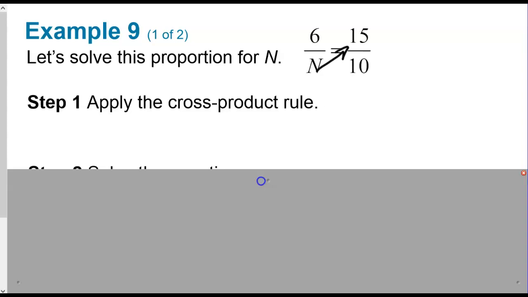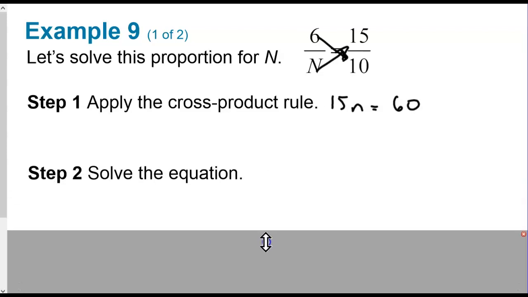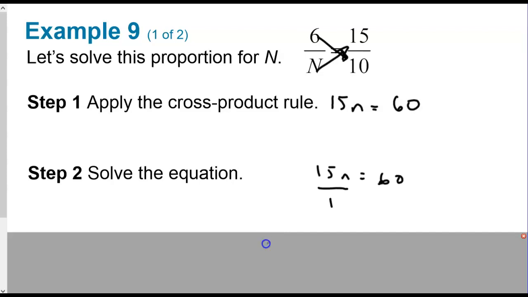We'll still go ahead and apply the cross products rule. And so we'll go n times 15 is 15n. Bring down the equal sign. 6 times 10 is 60. So that's the cross product rule. We'll go ahead and solve the equation where we can say that 15n equals 60. Isolate the variable by getting rid of the 15. 15 divided by 15 gives us 1n, or n. 60 divided by 15 gives us 4. And so 4 is our answer for this problem.